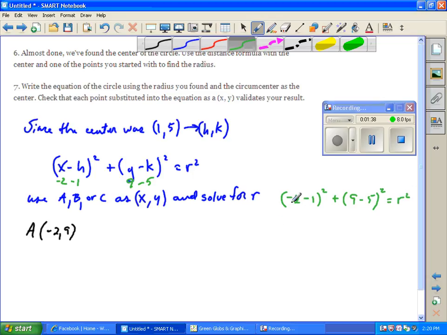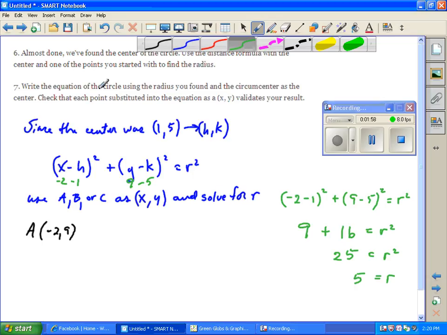So 9 minus 2 is -3. Squared is 9. 9 minus 5 is 4. Squared is 16. And, ooh, that's nice. It comes out to 25, which is r squared. So that means r equals 5. So the radius of our circle is 5.